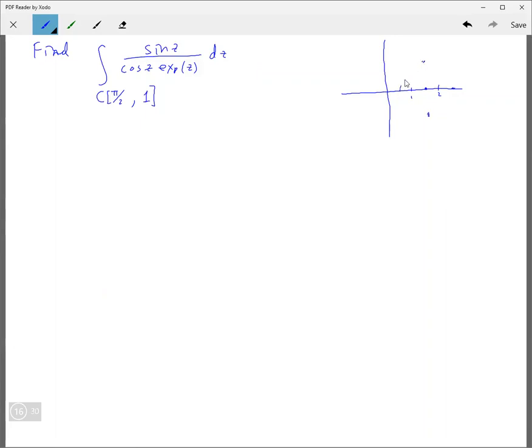Okay, now what we want to do is label singularities with x's, all the singularities that are inside this circle. And of course, it has the positive orientation, which is the counterclockwise orientation. So what singularities do we have inside this circle? There are values that make this denominator equal to 0. So you're either looking for cosine z equals 0 or exponential of z equals 0.